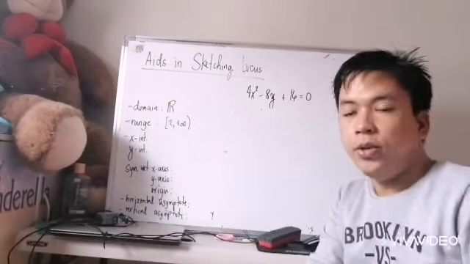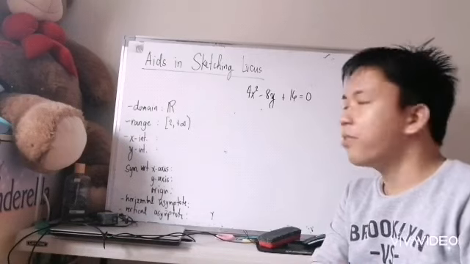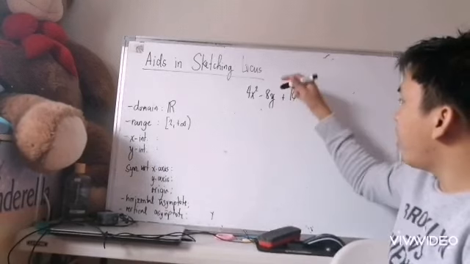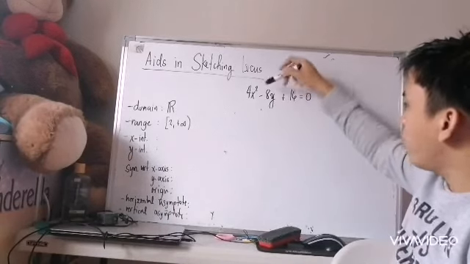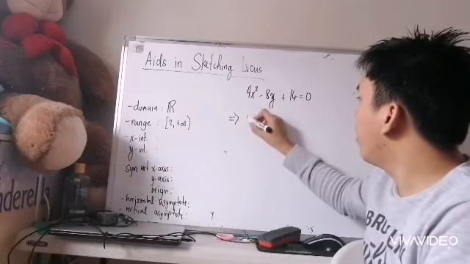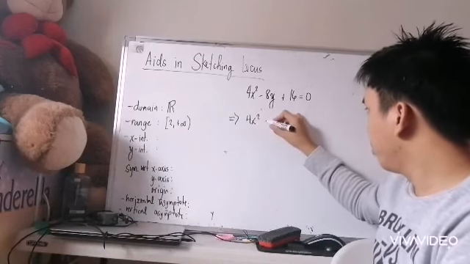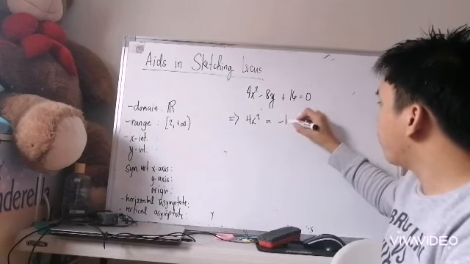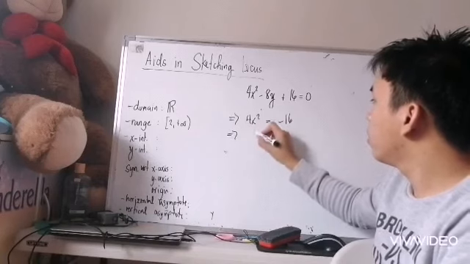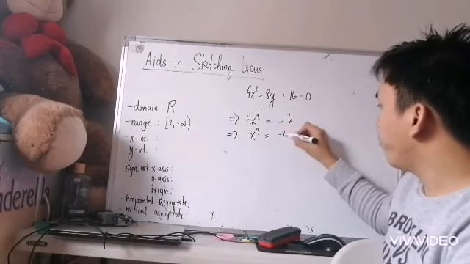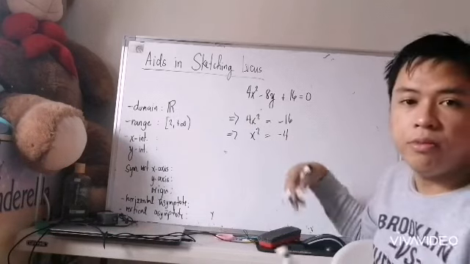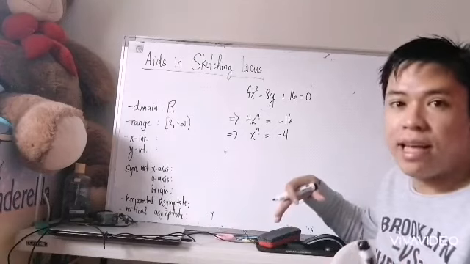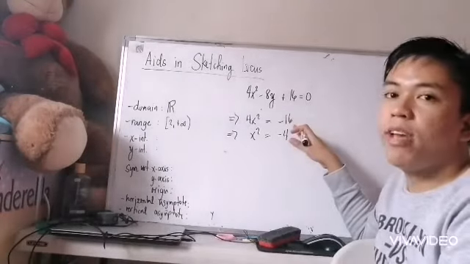Okay, so let's take a look into the intercept. Let's check first the x-intercept here. If it's x-intercept, we'll have to assume y equals 0. So we'll have 4x squared equals negative 16, or x squared equals negative 4. Taking the square root of a negative number is not anymore a real number, as what we reviewed last time. So therefore, it doesn't have x-intercept.